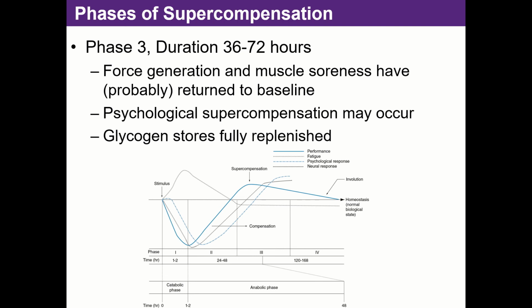But again, after training for 4, 8, 12 weeks, you're going to see that the trained muscle cell can store more glucose, more glycogen than it could before the training. So you're going to see a supercompensation in terms of glycogen stores.